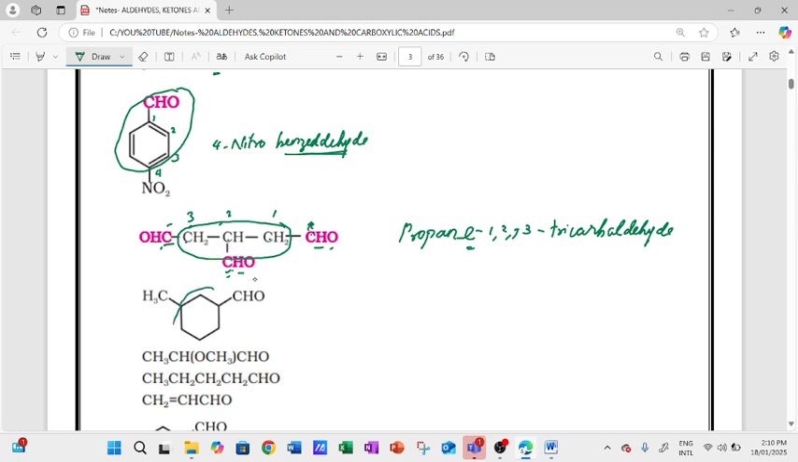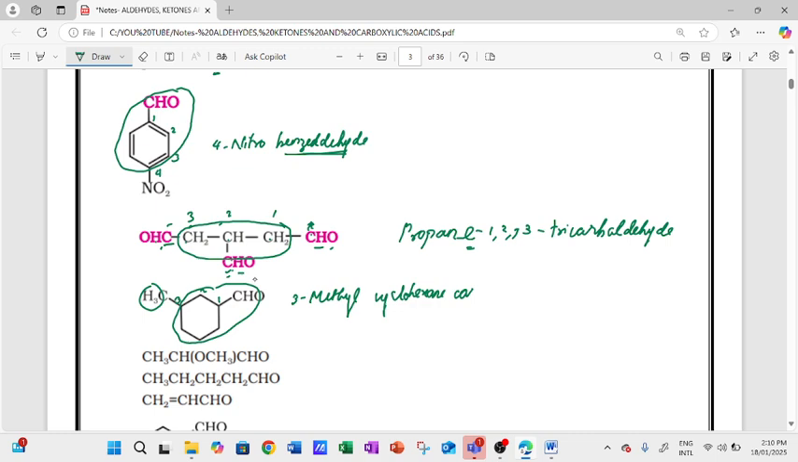In this case we call this cyclohexane carbaldehyde. In that, here first position, second position and third position with the methyl group. So 3-methyl, 3-methylcyclohexane carbaldehyde. This is how we are writing.